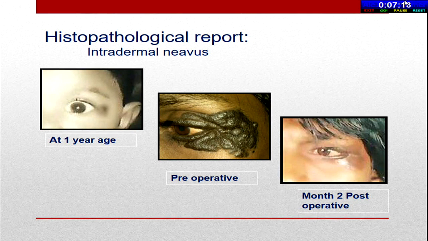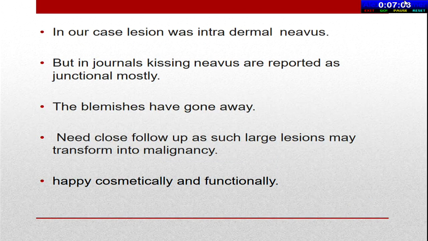But the interesting thing is we got the histological report: intradermal nevus. We went through the journals, different reports, and we found that most of the reported kissing nevus were junctional. But in our cases, also in our series, we found intradermal nevus. In this case, we are following the patient because these large nevi sometimes turn into malignancy, and we have to follow them.